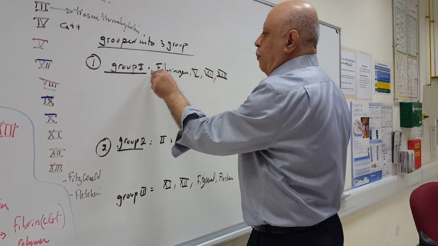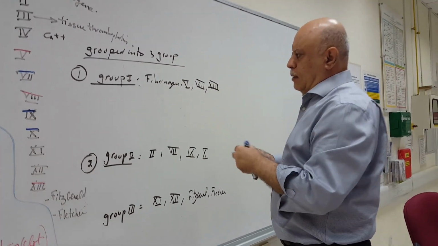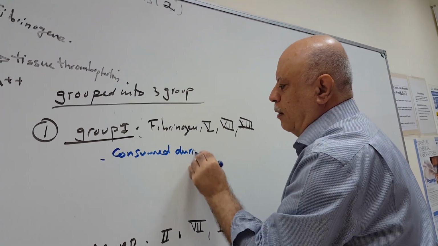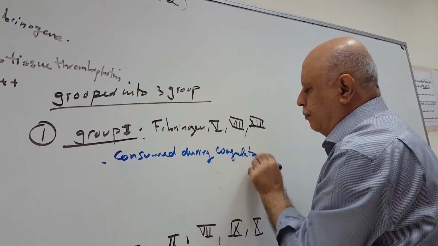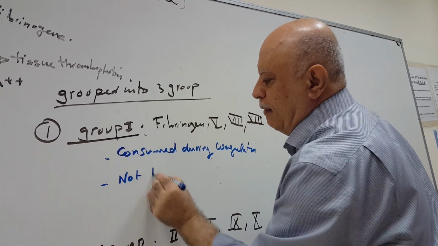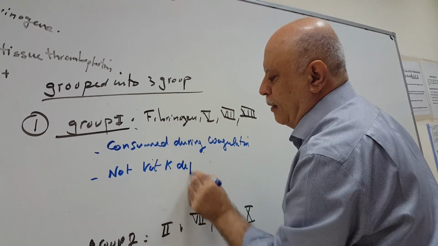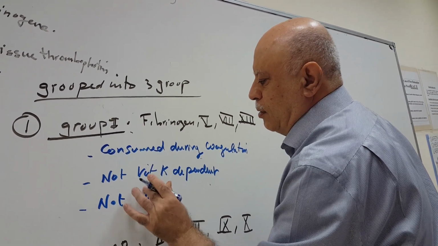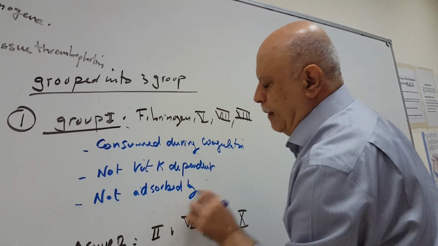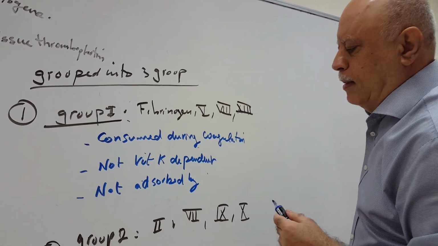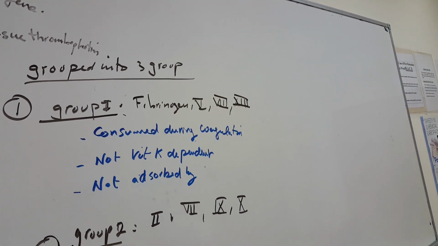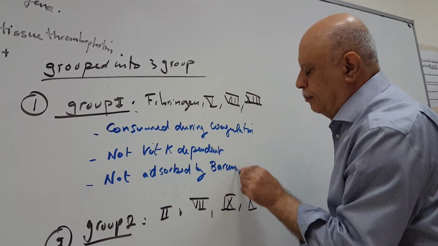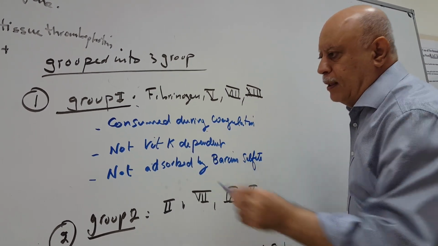What are the main characteristics of group 1? It is consumed during coagulation, not vitamin K dependent, and not absorbed by barium sulfate. That is group 1.